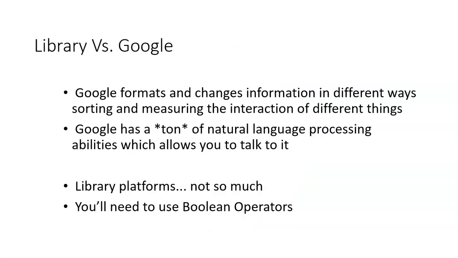It's hard to know. Google formats and changes information in different ways. So it sorts and measures things, has a ton of natural language processing abilities, which allows you to talk to it. Library platforms like Omni and our databases, not so much. We use Boolean operators like and, or, and not, which I'll go over, just to kind of help format it. It just helps you be precise because the art of online searching is not finding too much, wasting your time, not finding too little, and missing things that may be of peripheral interest as well.